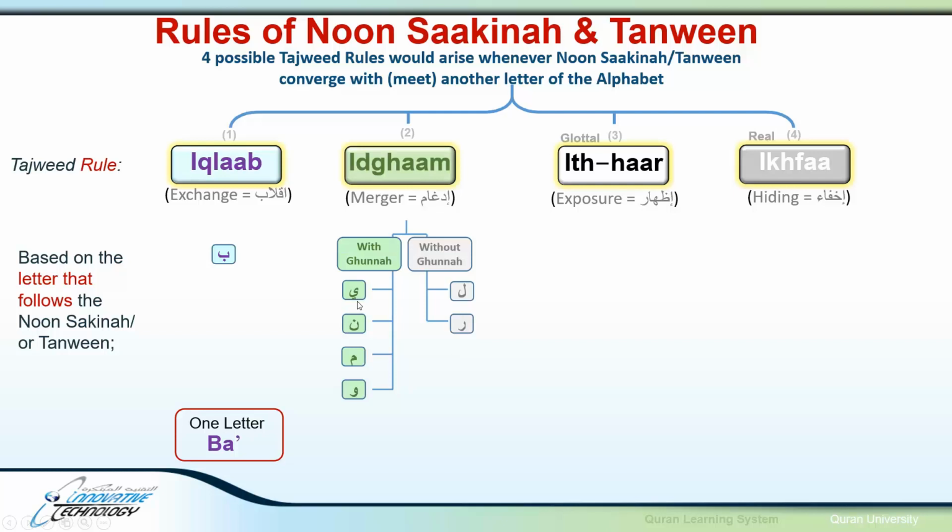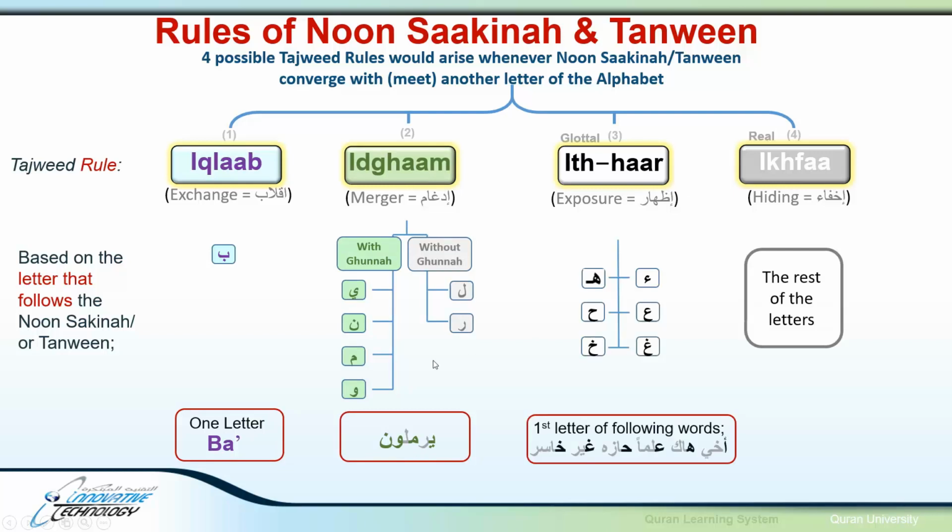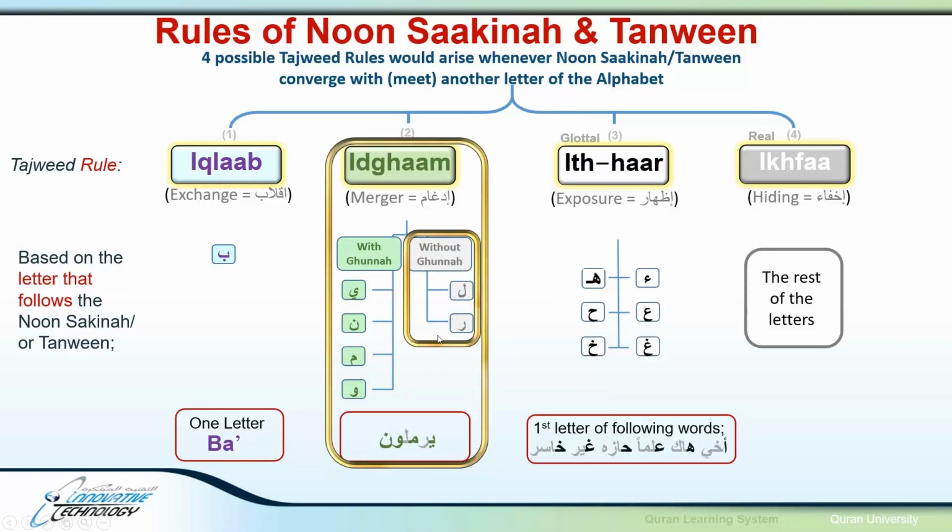And we said if we have the ya, noon, mim, and waw, it will be an idgham with Ghunnah, and it is mentioned in the green letters of the word yarmalun, while in the case of lam and ra, it would be idgham without Ghunnah, which in turn is represented by the gray letters of the same word yarmalun. In this lesson, we're going to concentrate on the idgham without Ghunnah, related to the two letters in gray, the lam and ra, the ra and lam.